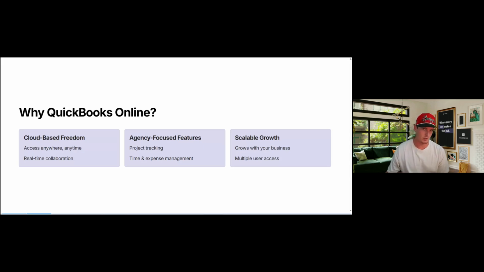So, I think the immediate question is why? Why QuickBooks? Why not all these other services that are out there? Well, QuickBooks is cloud-based, so you can access it anywhere, anytime. There's real-time collaboration between you, your team, maybe a bookkeeper or accountant. There are some really good agency-focused features. Project tracking is one of the really good ones, and there's time and expense management. I know we're always trying to understand how much time we're spending on a specific project or maybe a specific client. So they have some pretty good features in being able to do that.